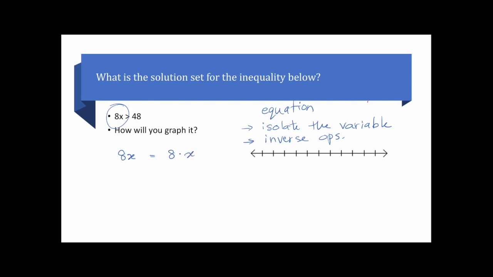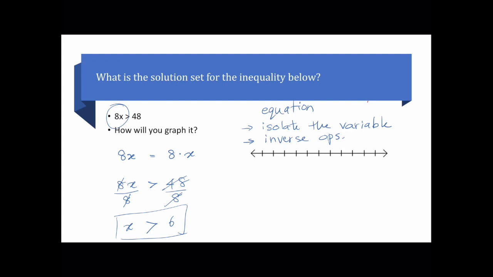Now to isolate the variable on one side of the inequality, I have to do the inverse operation, which is division. So I have to divide both sides of this inequality by the coefficient, which is in this case 8. If I simplify this, I'm going to get x is greater than 6. I have an inequality, x is greater than 6.